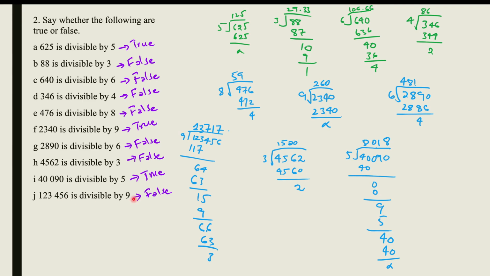123,456, is it divisible by 9 or not? You can see in here we have done the division and it is giving us a remainder of 3, and if we continue further we will be getting a decimal number. So therefore it is false. This was the long division method, and it is one of the exact methods helping us to identify the quotient and the remainder, also telling us if a number is evenly divisible or not.